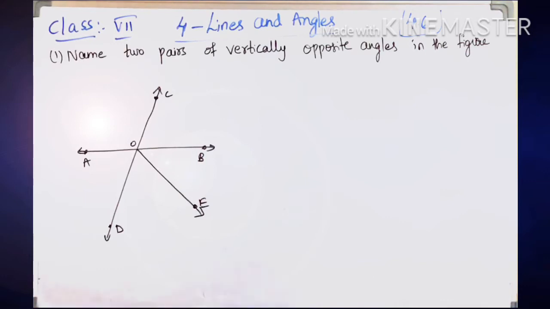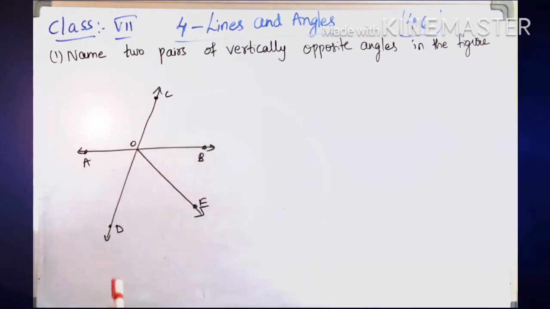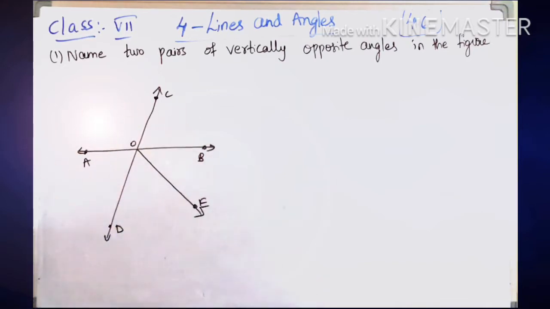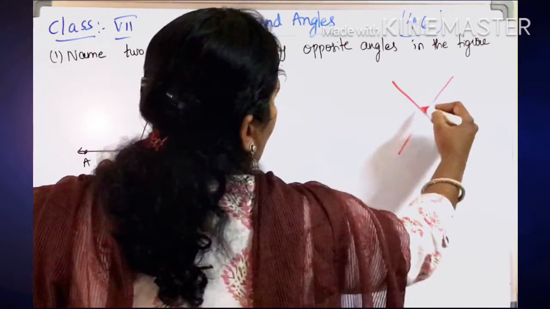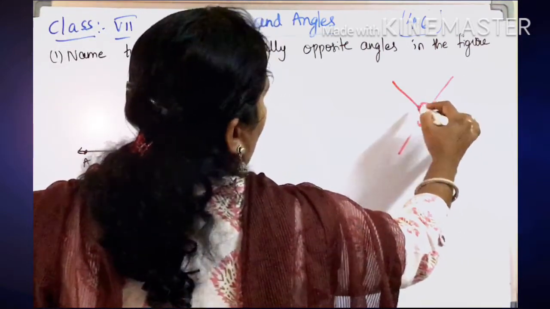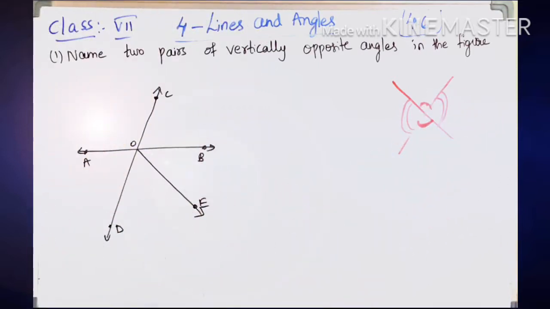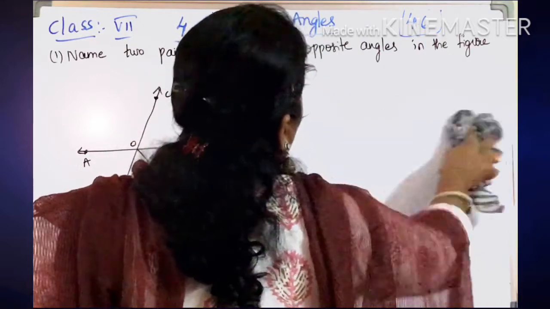So in the last video we discussed what vertically opposite angles are. Once again, when two lines intersect, the angles which are formed opposite to each other are vertically opposite angles. For example, here these two lines are there, and the angles opposite to each other, these two angles, are vertically opposite angles. And always, vertically opposite angles are equal.